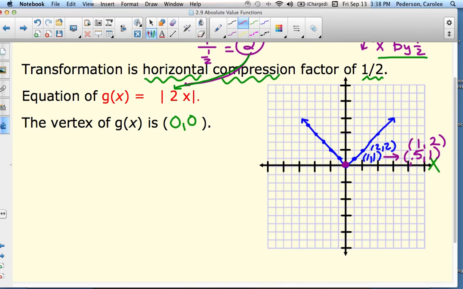in red, over 1/2, up 1, over 1, up 2. And that's how you create that horizontal compression by 1/2.